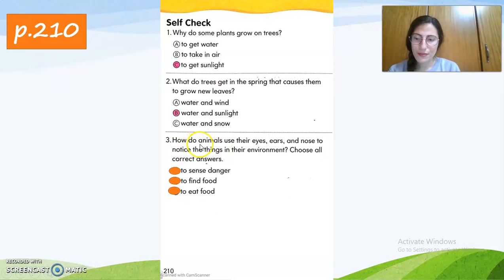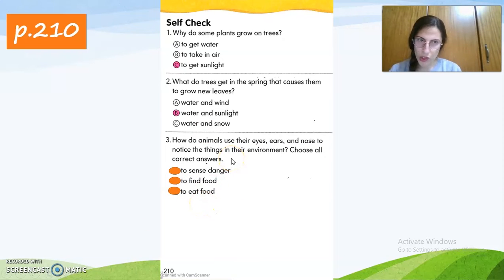Number 3. How do animals use their eyes, ears, and nose to notice the things in their environment? Choose all correct answers. Remember, when we say notice, it means to observe the things around them to check if there is any kind of danger coming from far away, okay? Choose all correct answers, which means we have more than one answer. Is it A, to sense danger, B, to find food, C, to eat food?